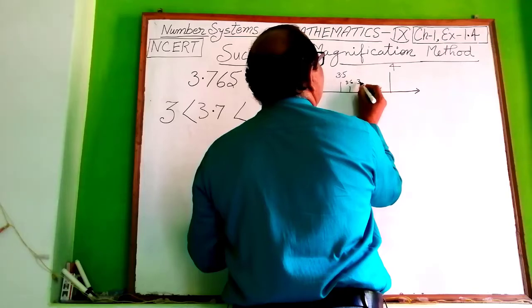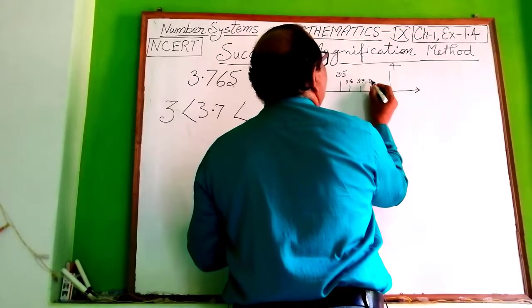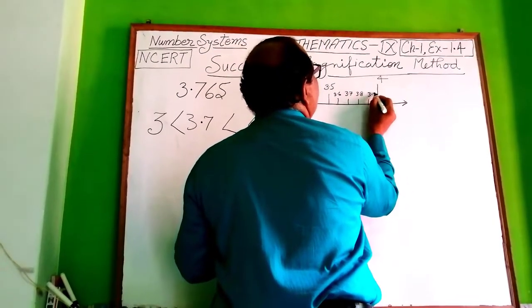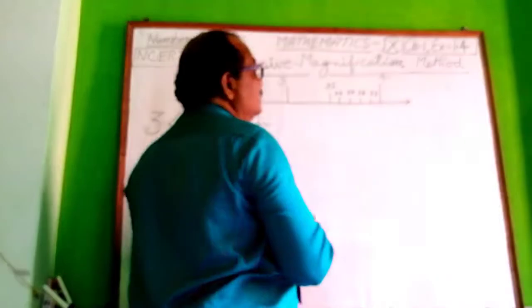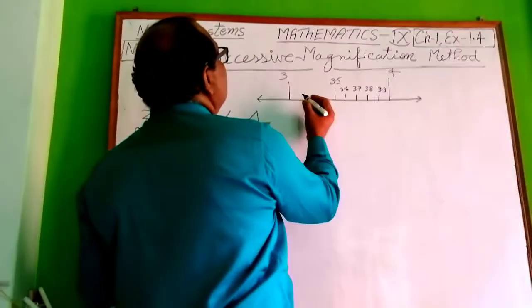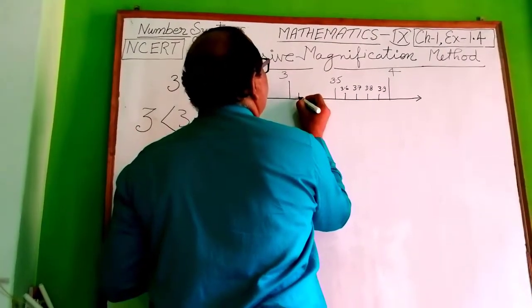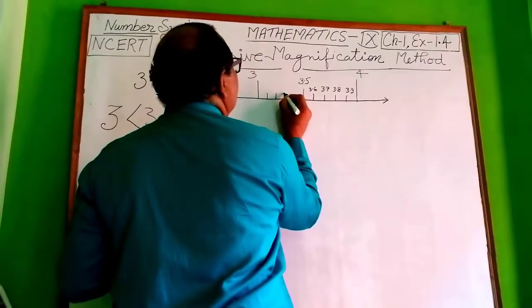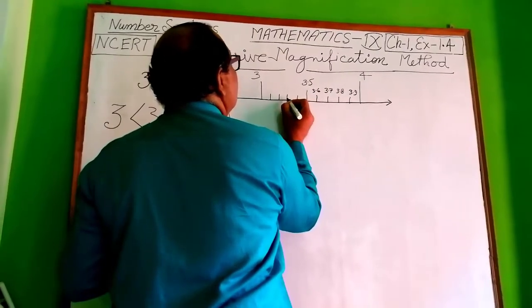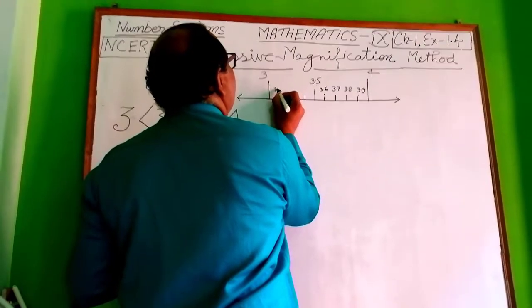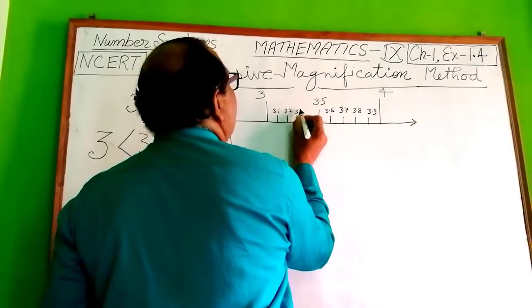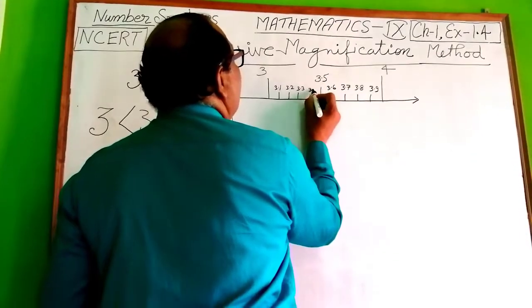This one is 3.7. Next one is 3.8. And this one is 3.9. So see the position. You can also represent here the rest of the scale. This is 3.1, 3.2, 3.3, 3.4.